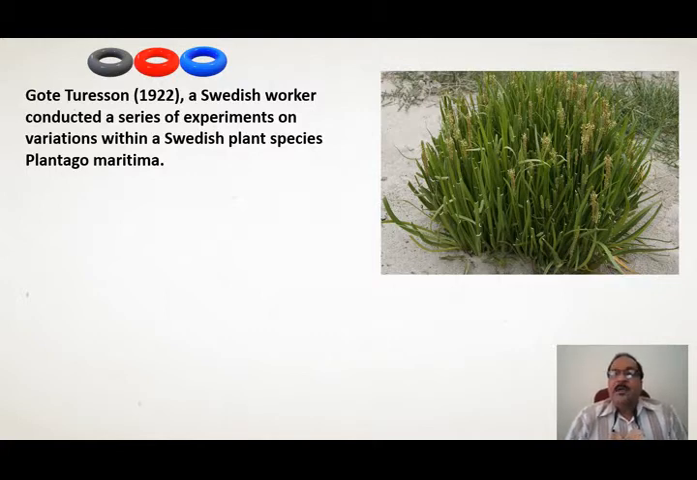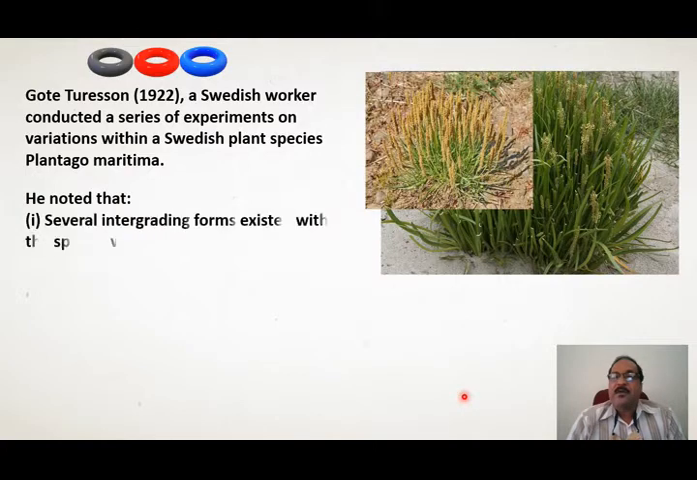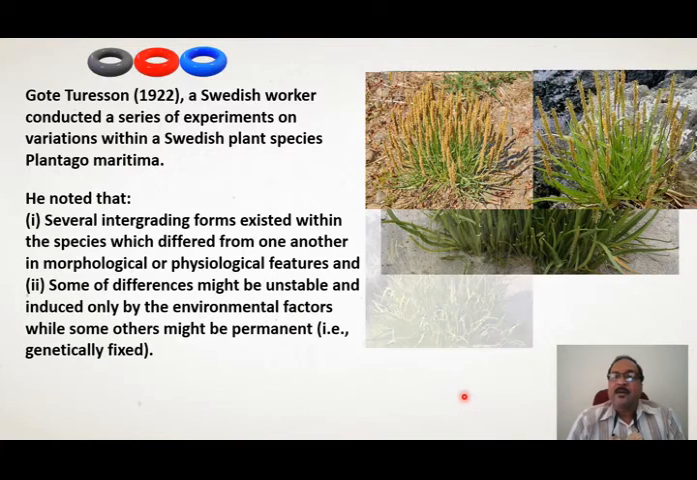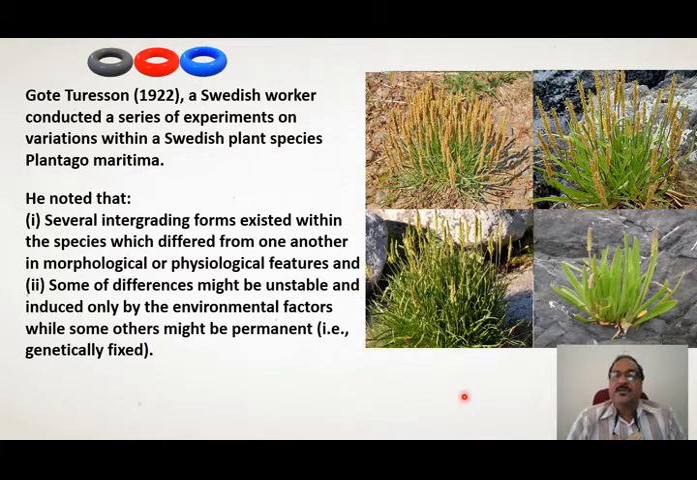Göte Turesson, in the year 1922, a Swedish worker, conducted a series of experiments on variations within a Swedish plant species, Plantago maritima, whose image is towards the right. He collected a group of 20 or more individuals of the same species from different areas and planted them under identical environmental conditions in his experimental garden at Akarp. He noted that several distinct forms existed within the species, and they differed from one another in morphological and physiological features.